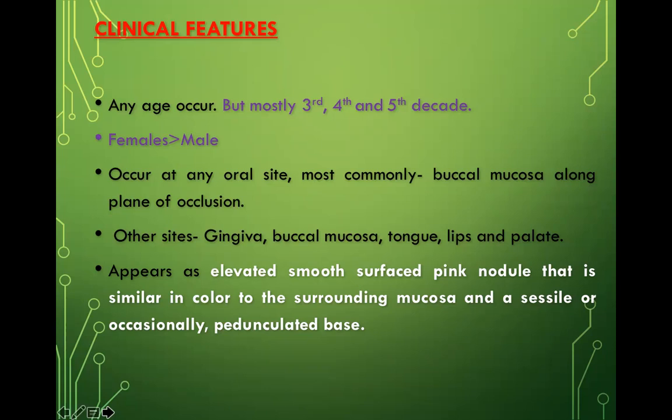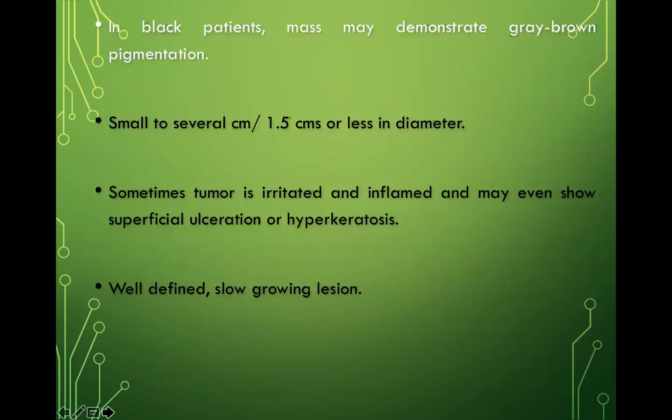So it appears as an elevated, smooth surface pink nodule that is similar in color to the surrounding mucosa, with a sessile and occasionally pedunculated base. In black patients, the mass may demonstrate gray-brown pigmentation. It can be small to several centimeters. Sometimes the tumor is irritated and inflamed and may even show superficial ulceration or hyperkeratosis. So it is a well-defined, slow-growing lesion.